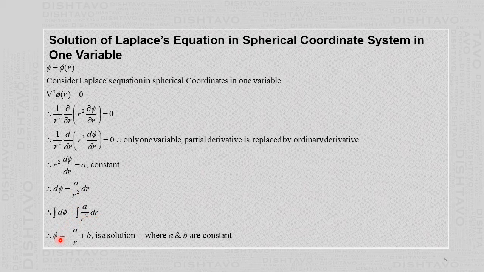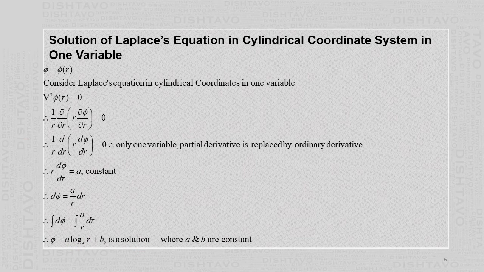And when you integrate d phi, you get phi, and a comes out of the integral. So integral of 1 by r square is minus 1 by r. So you get minus a by r plus the constant of integration b. And here phi equal to minus a by r plus b is a solution of that equation where a and b are constant. Next we find the solution of Laplace equation in cylindrical coordinate system in one variable.